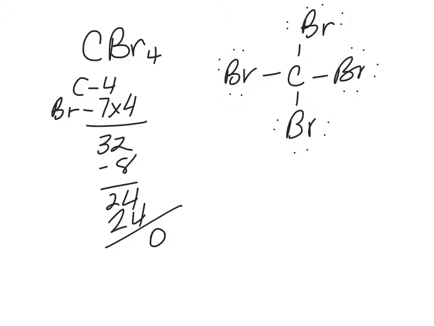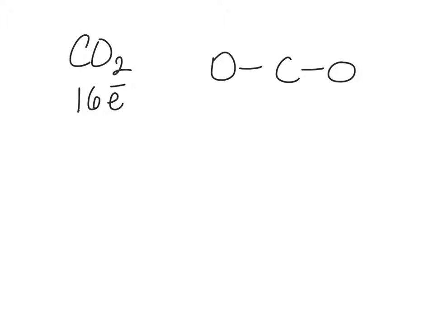Here we go. CO2. So put your pencils down for a sec. Look at this. How many did I just place? 4. I have 12 left. Where do you put them next? Around the terminal, the outside ones. So 2, 4, 6. Now it has 8. 2, 4, 6. Now it's got 8. Subtract my 12 and I've got 0.